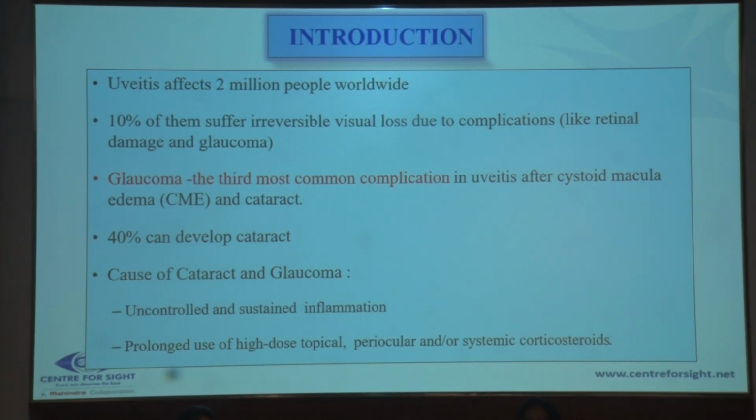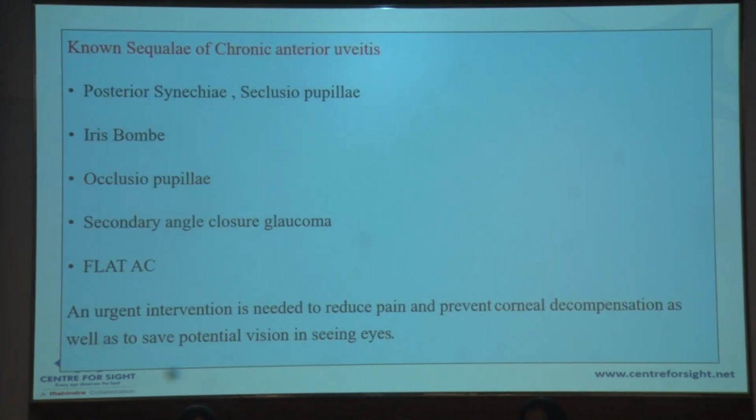So in those cases where there is a cataract, uveitis, and glaucoma, it can be a very tricky case to manage. The cataract and glaucoma occur not only due to the uncontrolled and sustained inflammation, but also due to the prolonged use of steroids in all different forms. Chronic anterior uveitis can lead to occlusio pupillae, which can lead to a pupillary block glaucoma, and later on there could be formation of iris bombe and a secondary angle closure can occur.